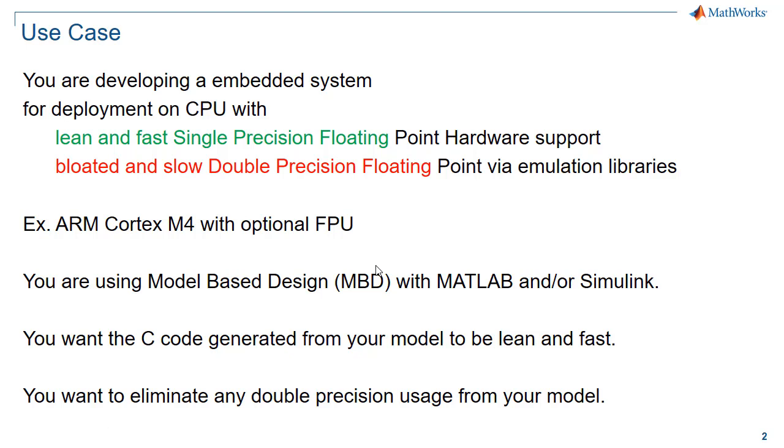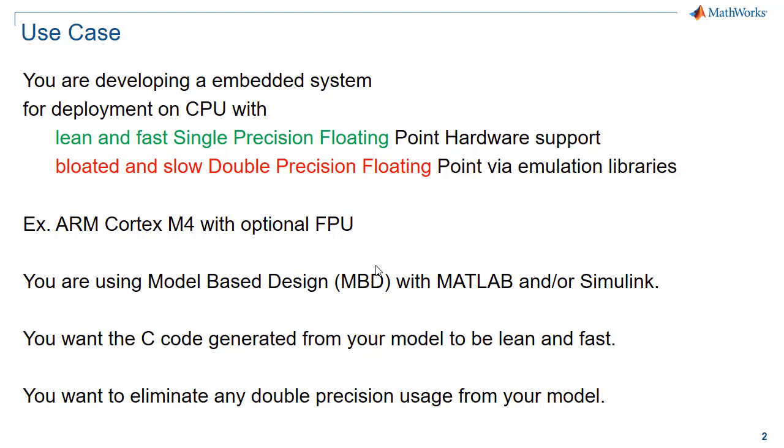You're developing an embedded system for deployment on a CPU that has floating point hardware for single precision, so it can be small and fast and lean code. But this hardware does not have double precision floating point hardware support. So any use of double precision would have to be emulated with software libraries, and that would be big and slow. For example, if you were using the ARM Cortex M4 flavor that came with a floating point unit, that unit only supports single precision, not double precision.